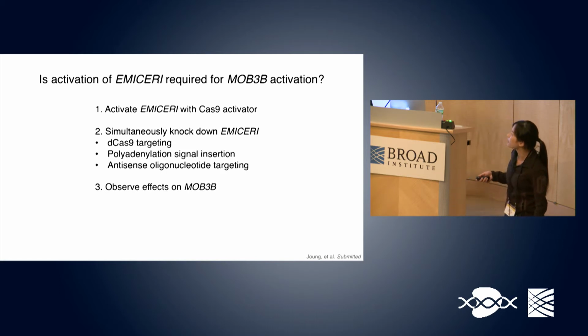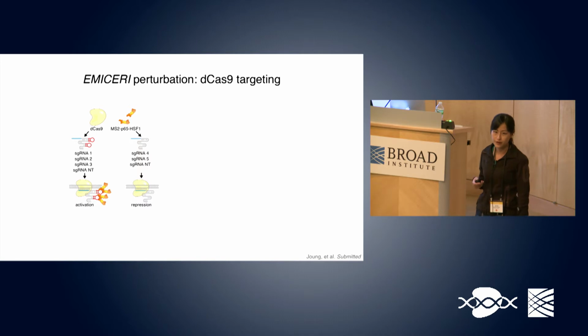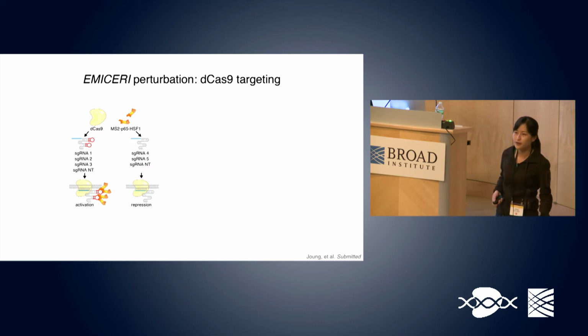So starting with the first emissary perturbation of dead Cas9 targeting, we engineered a bimodal perturbation system where we expressed dead Cas9 and MS2 and the activation components in A375. Then we introduced activation sgRNAs with the MS2 hairpin that can then recruit the activation domains, or simultaneously repression sgRNAs without the hairpins that only recruit the dead Cas9 complex.